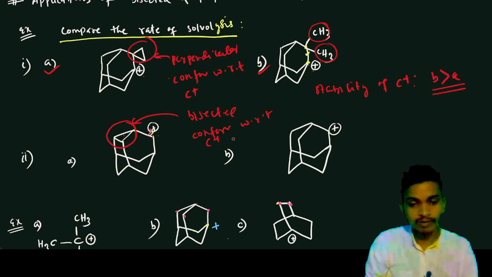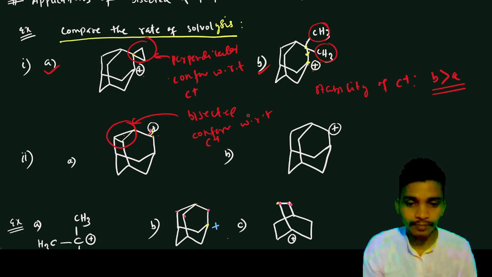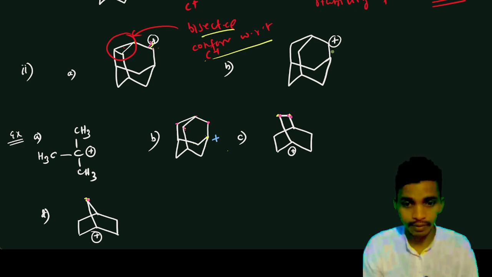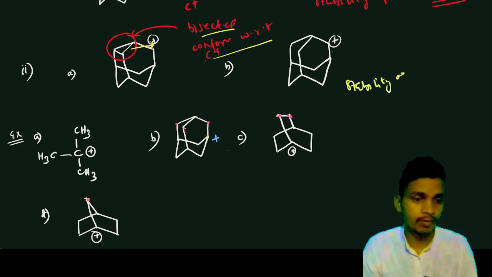Okay, similarly for this case, here what we have seen is that this is the perpendicular conformation, this is the bisected conformation, and this is the normal. Now if you compare this, if it is the bisected conformation, in that case more electrons will be transported to this because of that expanded electron density. So here the stability of carbocation A is greater than B.